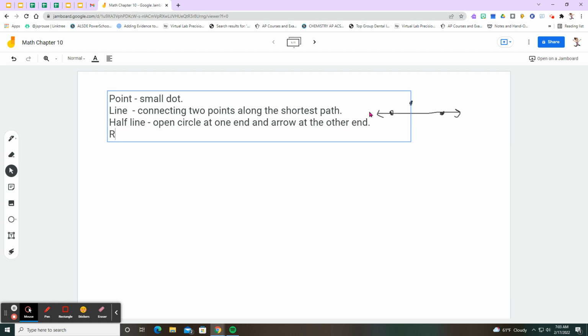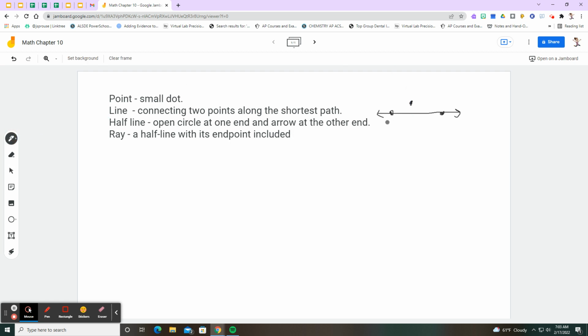And a ray is a half line with its endpoint included. Okay, so let me draw examples of these. So your half line would be a circle here and then just an arrow. Okay, and here is your second point. Okay, so you have 2 points, but one of them is not really included.